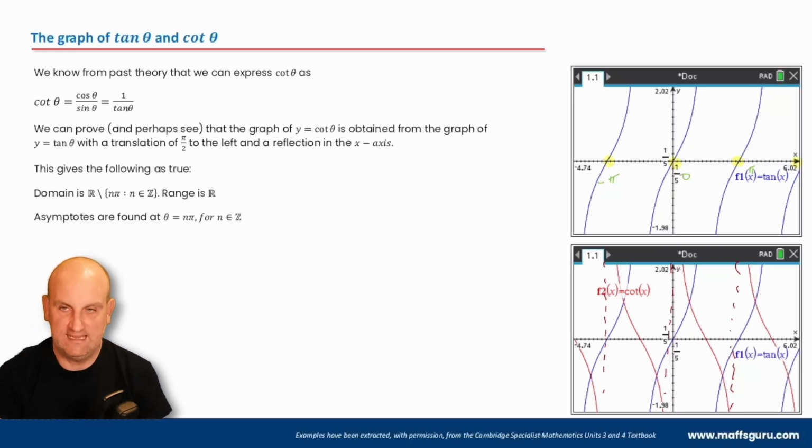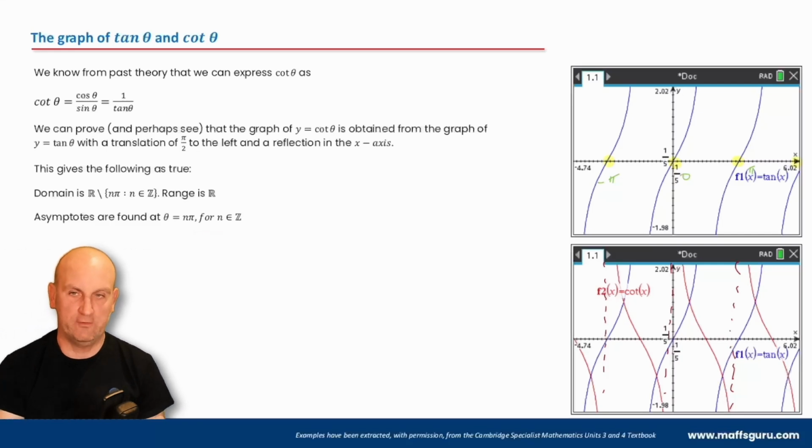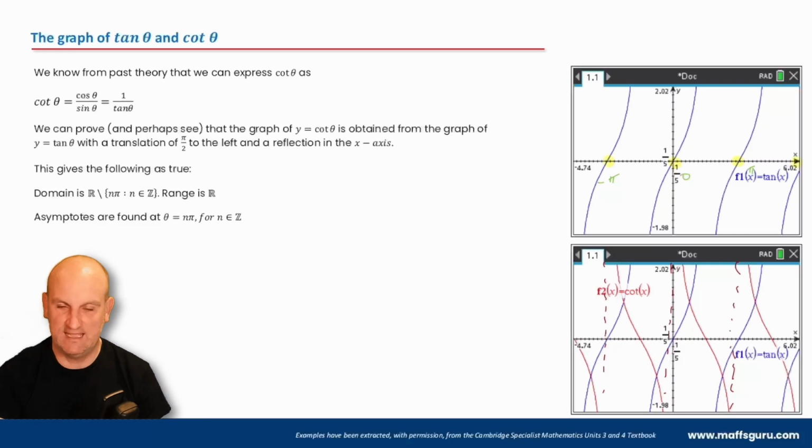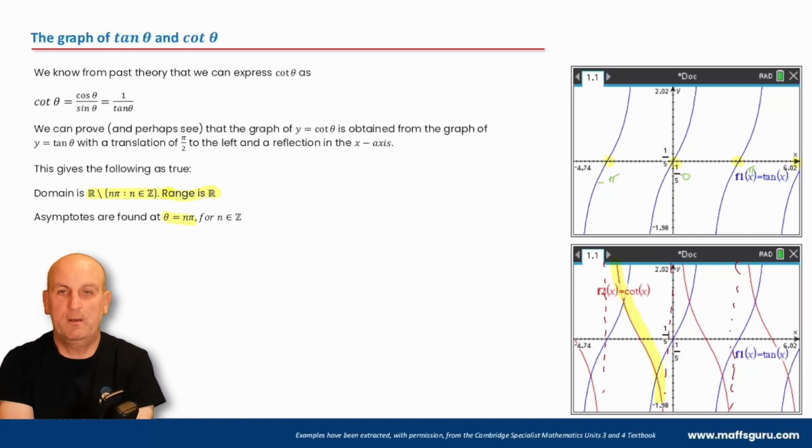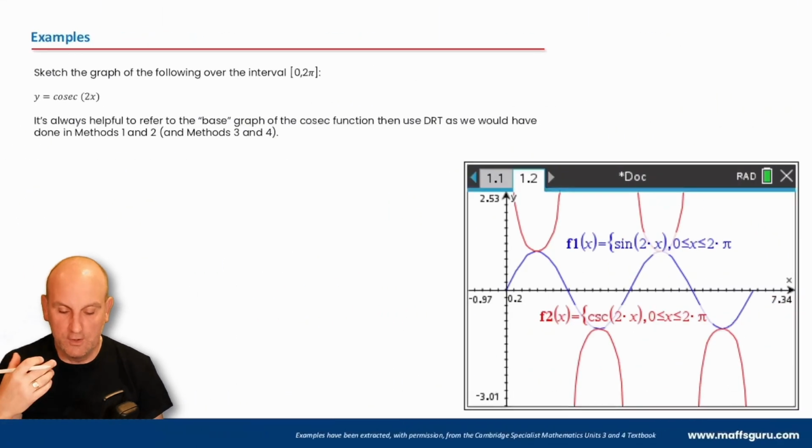And what we find is that the cotangent graph is effectively the tan graph with a translation of pi on 2 to the left with a reflection in the x-axis. Just take that as fact, right? The domain is basically real, but excluding our asymptotes, which will be n pi. The range is real, all right? What we notice is there are no values that don't exist for my cotangent graph from infinity to negative infinity. And again, my asymptotes can be found at n pi. All right, so that's the look of the graphs.